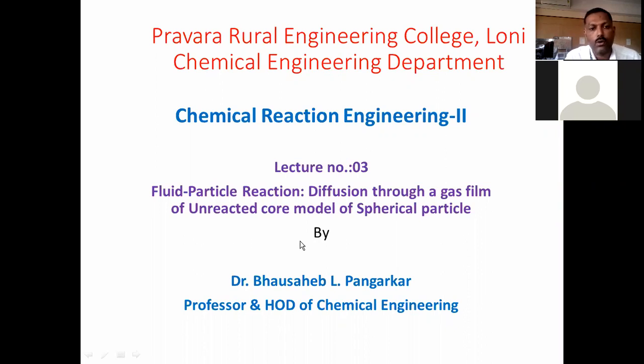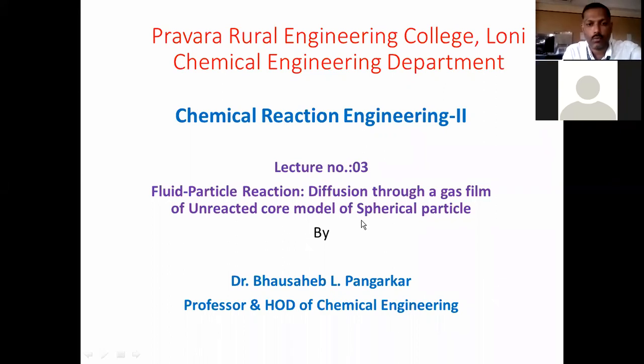To determine the rate of the reaction, the mass transfer and surface reaction offer resistance. So these are important to determine the controlling step from among these three steps. First, we see the diffusion through a gas film of the unreacted core model of a spherical particle.